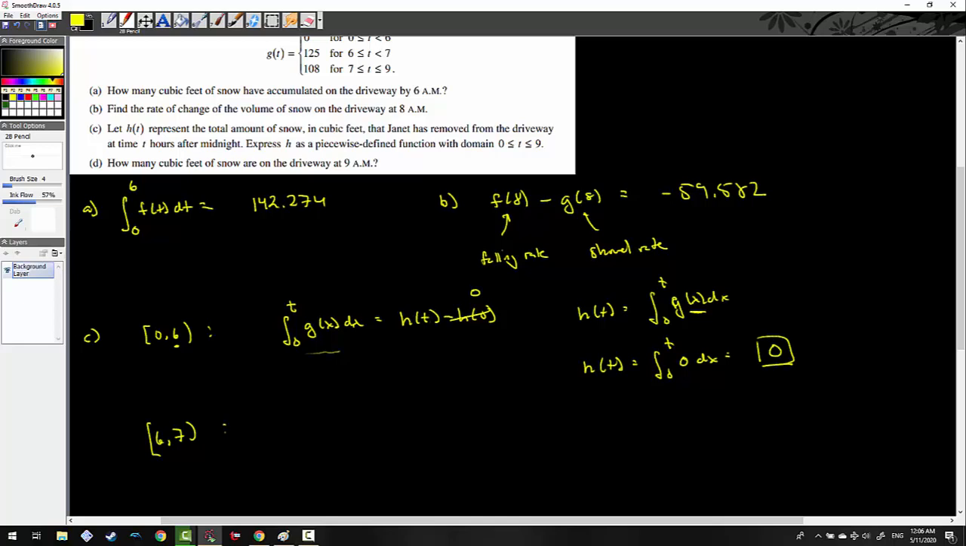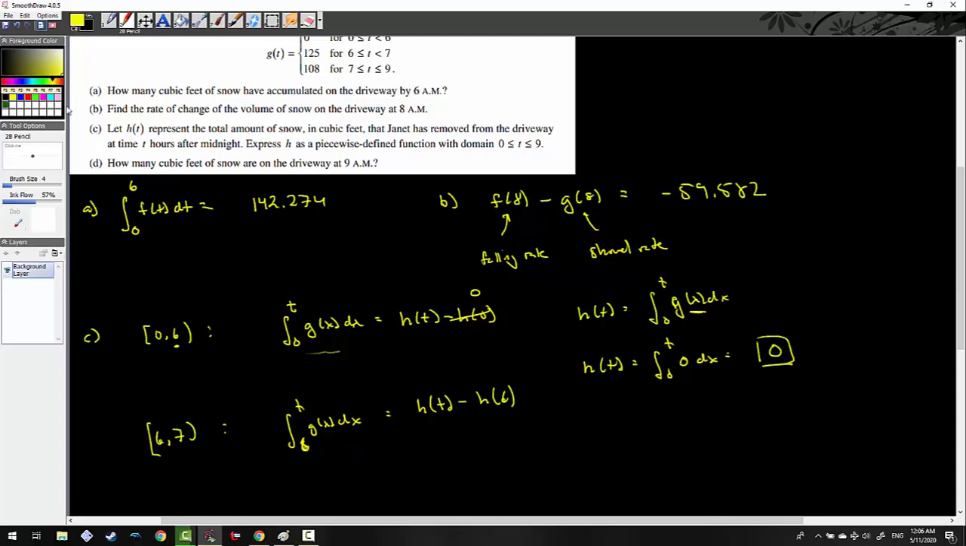Well, again, I'm going to integrate once again a different version of g of x dx. And again, that's going to be h of t minus h of 6. And I'm going to clean up that right there. I think I accidentally put a 0 there. That's supposed to be a 6. Okay, so from here, what do we know?